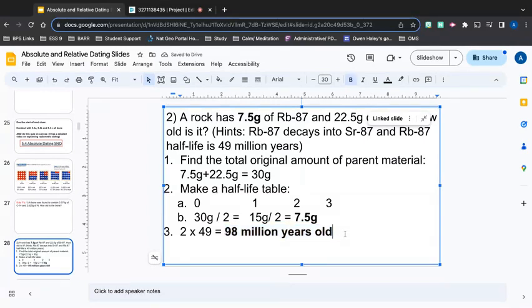Sometimes your question might ask, how many half-lives does it take to get to this amount? And then you just simply answer from step 2. Okay, whatever it is you found. I hope that helps.